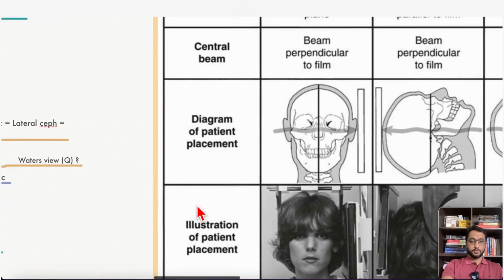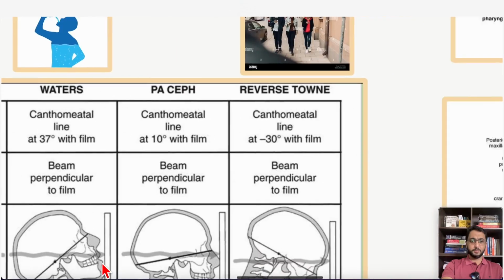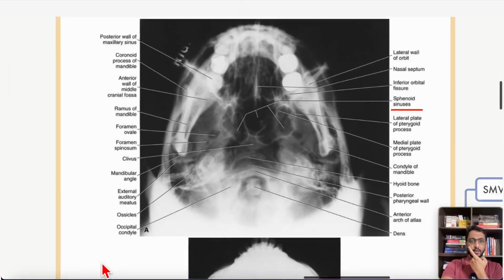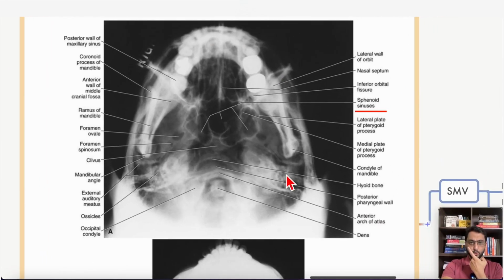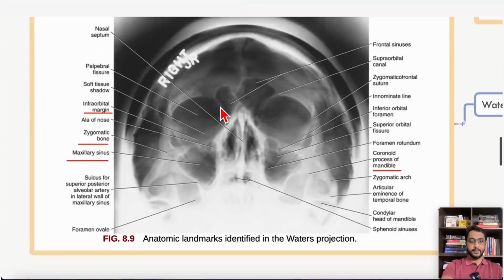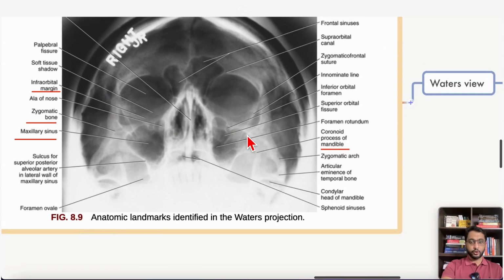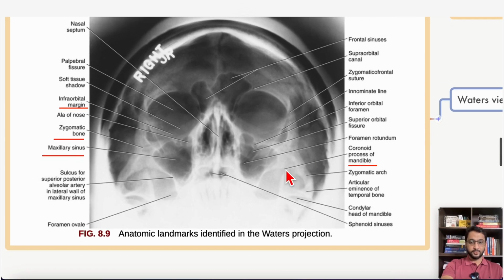So I'll just conclude. Basically, in simplest of terms, lateral ceph, you see your side view, you see your nasal bone and anterior maxilla. You come down, submental vertex, you know that zygomatic arch, your base of the skull, and definitely your sphenoid sinus. Jug handle view. Then you look up, you see, start with your coronoid, orbital floor, zygoma. Come down, maxillary sinus and your coronoid. Where is your coronoid process? It is here. This is your coronoid.